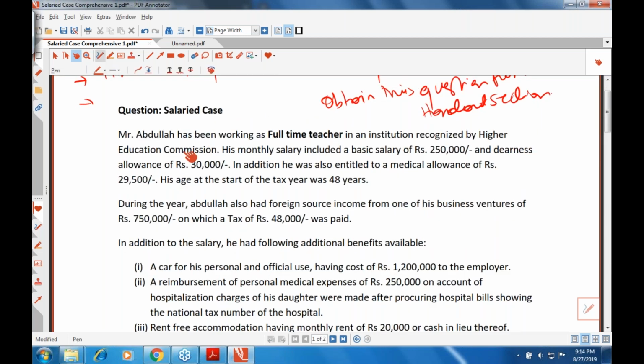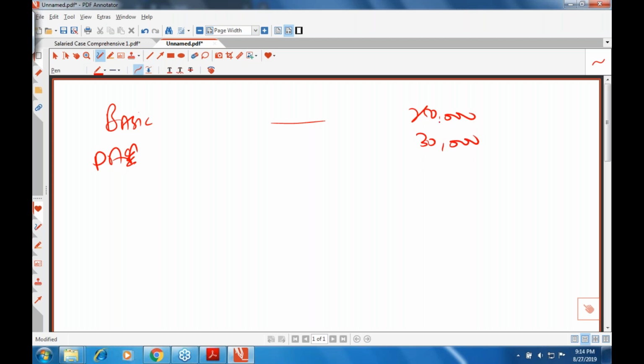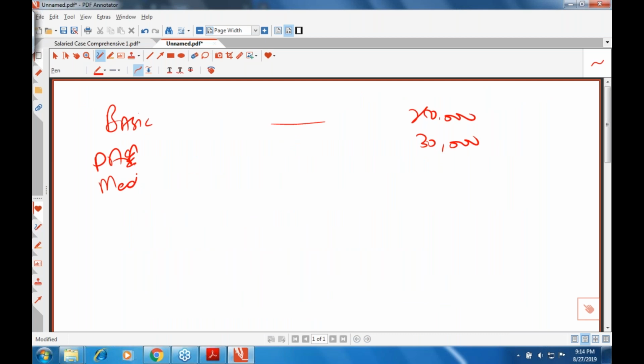It says Abdullah has been working as a full-time teacher in an institution recognized by the Higher Education Commission. His monthly salary included a basic salary of 250,000 and a dearness allowance of 30,000. So his basic salary is 250,000, and there is a dearness allowance that he is being paid, and that is 30,000. In addition, he was also entitled to a medical allowance of rupees 29,500.